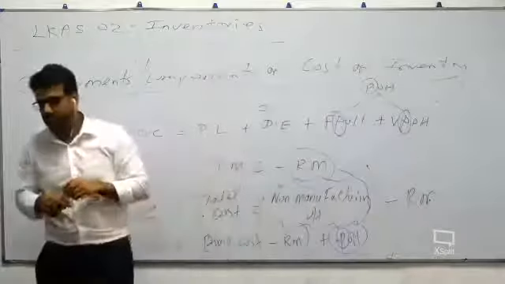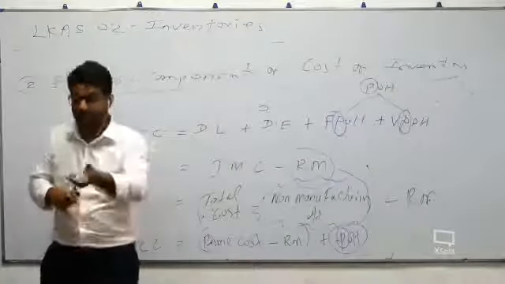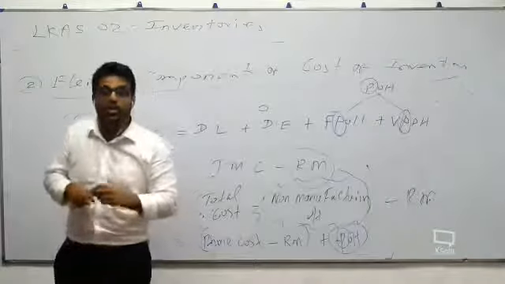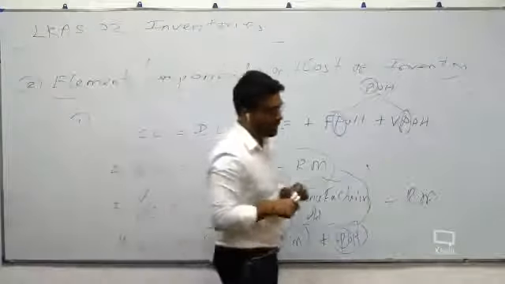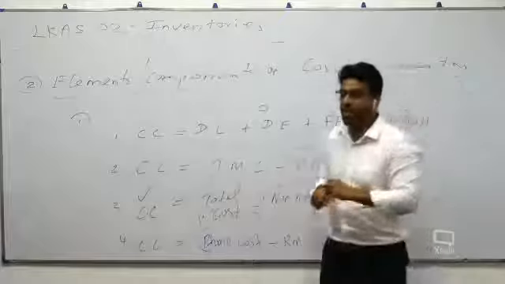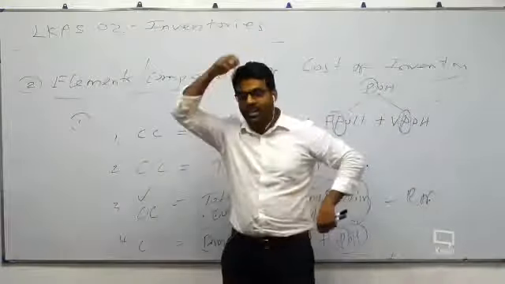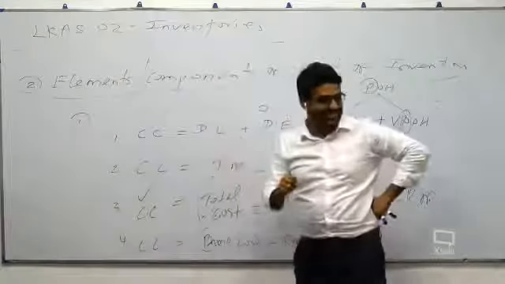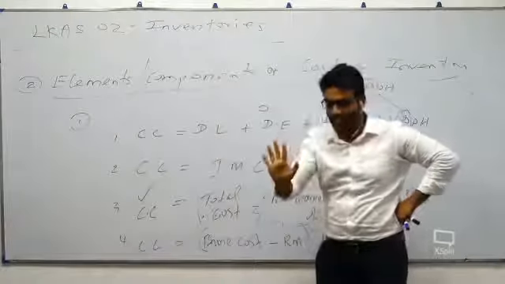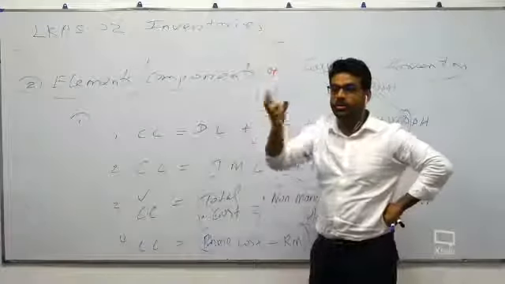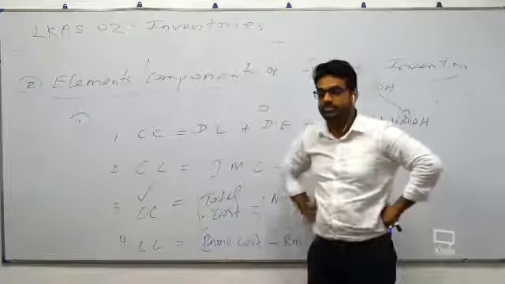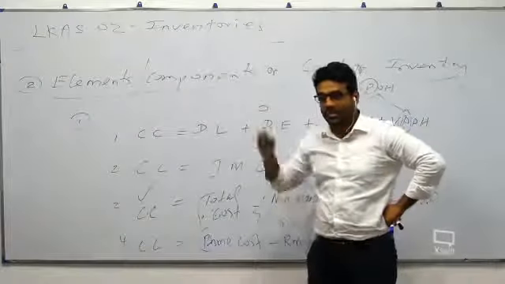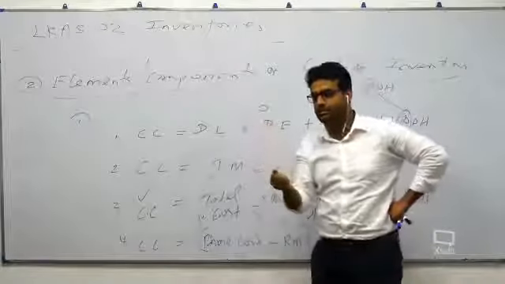Number 3. What is number 3? Other cost. Some students will think everything is included. No, all the factory cost is included. All the raw material cost is included. What do you mean by this other? Everything is included. What is other?